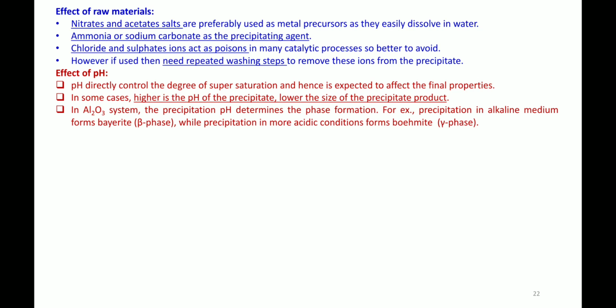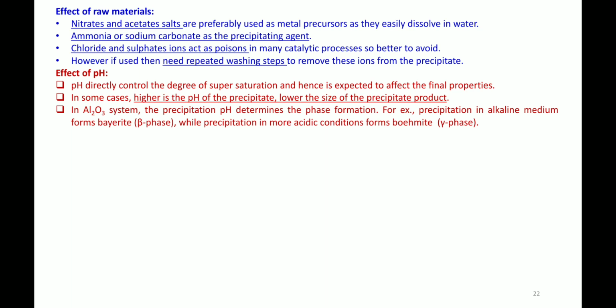That is for another material, but particularly if you take a special material like Al2O3, then it has been observed that the pH also determines the crystal structure of the material. For example, precipitation in alkaline medium forms bayerite, that is the beta phase of Al2O3, while precipitation in more acidic condition forms boehmite, that is the gamma phase of Al2O3. So the material is the same, Al2O3, but it has different crystal structures, and depending upon the crystal structure it has different phases like beta phase and gamma phase.